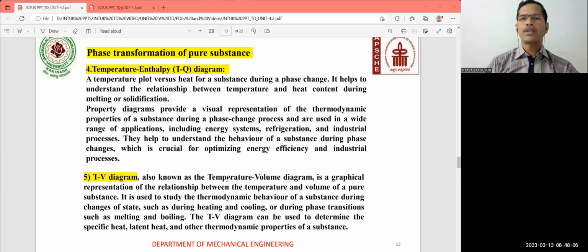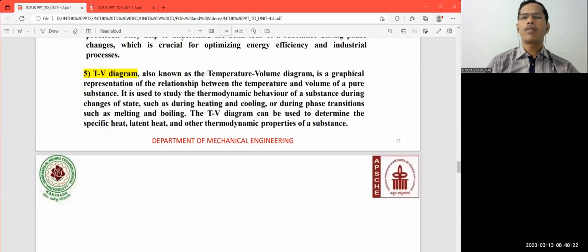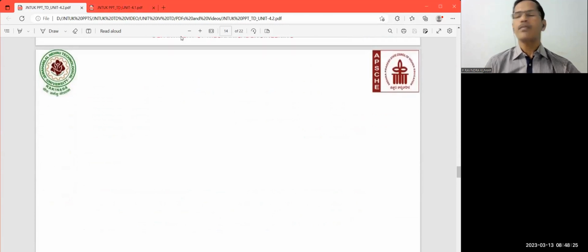Next, the temperature versus volume diagram. It is a graphical presentation of the relationship between temperature and volume of a pure substance. But anyhow, whatever it may be, the property diagrams are there. Those property diagrams are going to give the information on the realization of the properties of a pure substance at various locations. So here, let me observe this on this particular side.